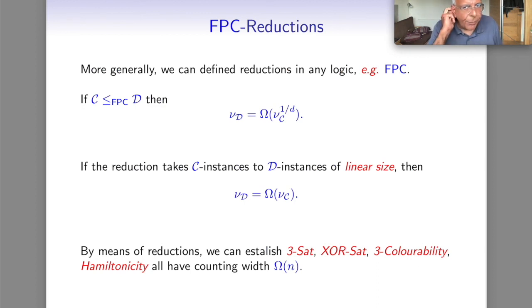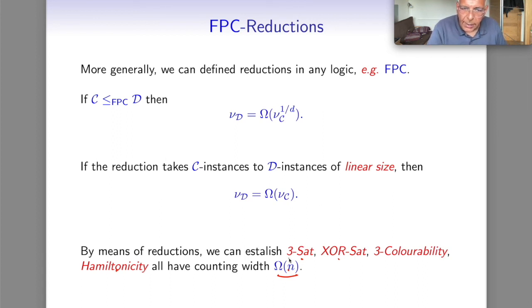And I told you that we can get a class of structures with linear counting width if we start with a class of expander graphs and apply the CFI construction. And it turns out that we can then use reductions to establish a linear lower bound, which is as strong a lower bound as you can hope for, up to constant factors. We can establish a linear lower bound on the counting width of problems such as 3-SAT, XOR-SAT, 3-colorability, Hamiltonicity. And this is something you can explore in the exercise classes.